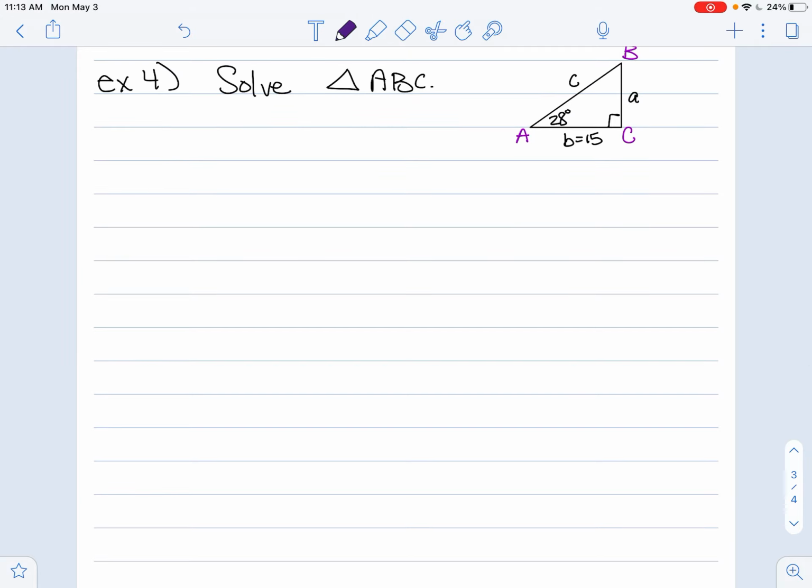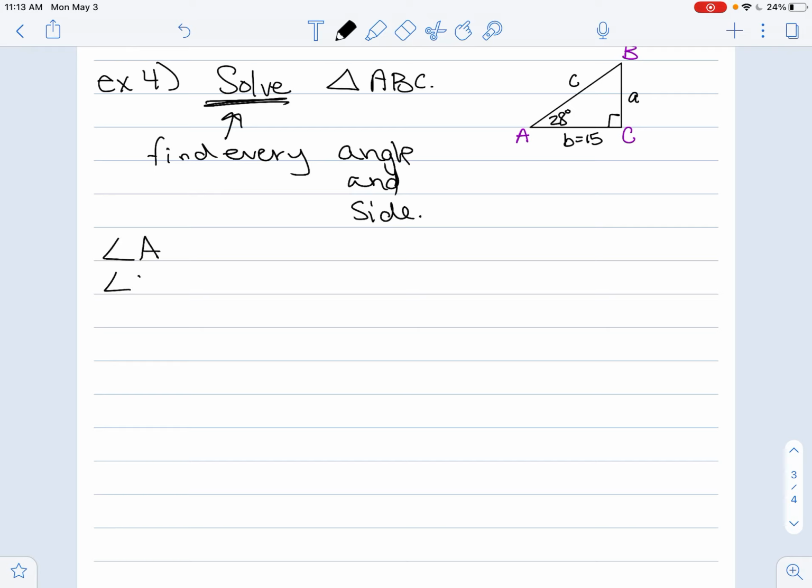All right, last one we're going to do is, now this one's a little bit more intense because we're solving. Solving means find every angle and side. So we need to find angle A, angle B, angle C, and side A, side B, side C.